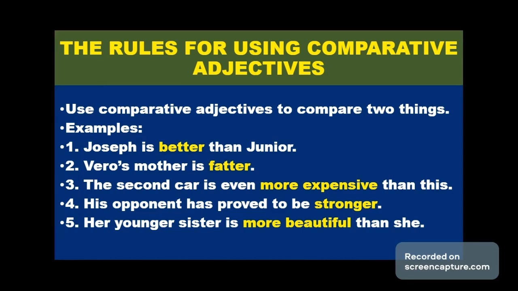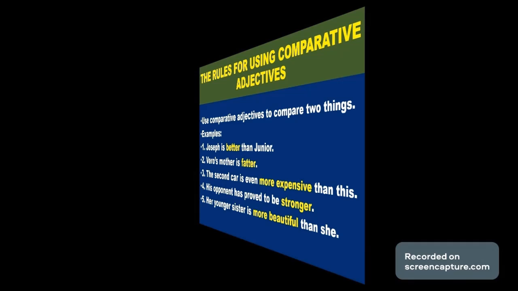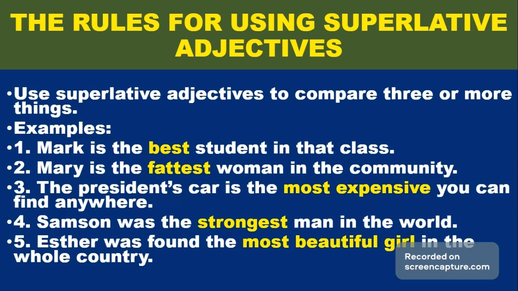Then example number 5, her younger sister is more beautiful than she. All right, her younger sister is more beautiful than she. Now, more beautiful is the comparative adjective comparing the lady or girl or woman we are looking at with her younger sister, and we are saying that her younger sister is more beautiful than she is. Okay. After comparative, then we have superlative adjectives.